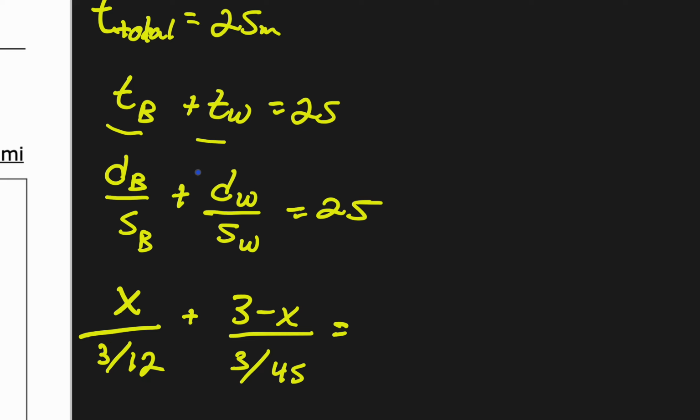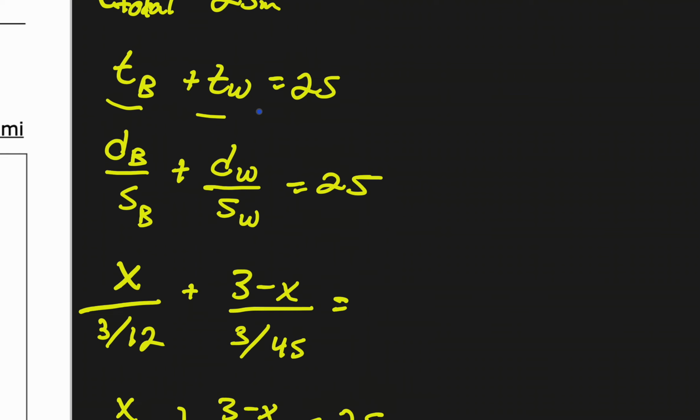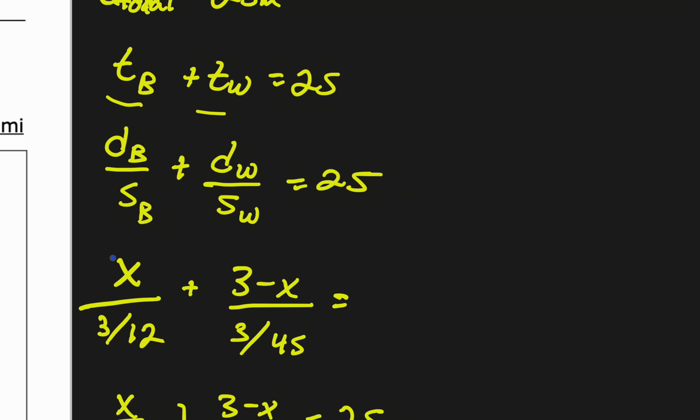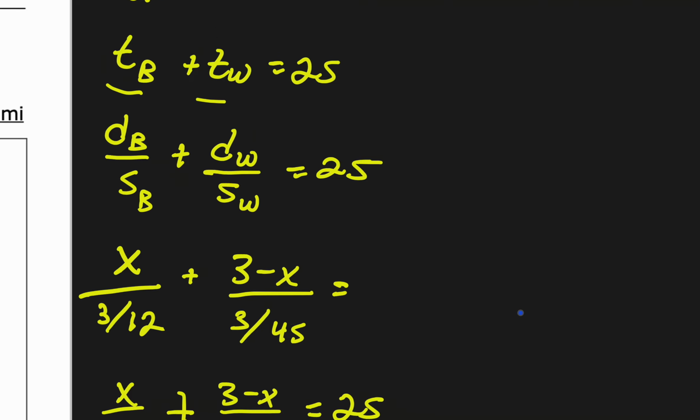Now, you don't have to do all these substitutions on the calculator test. For instance, with enough experience or proficiency, you can jump to this part right here. I would probably still write time biking plus time walking just to make sure I get that part set up right. But a lot of people just start with x over the speed plus 3 minus x over the other speed equals the time, which is what we have here.